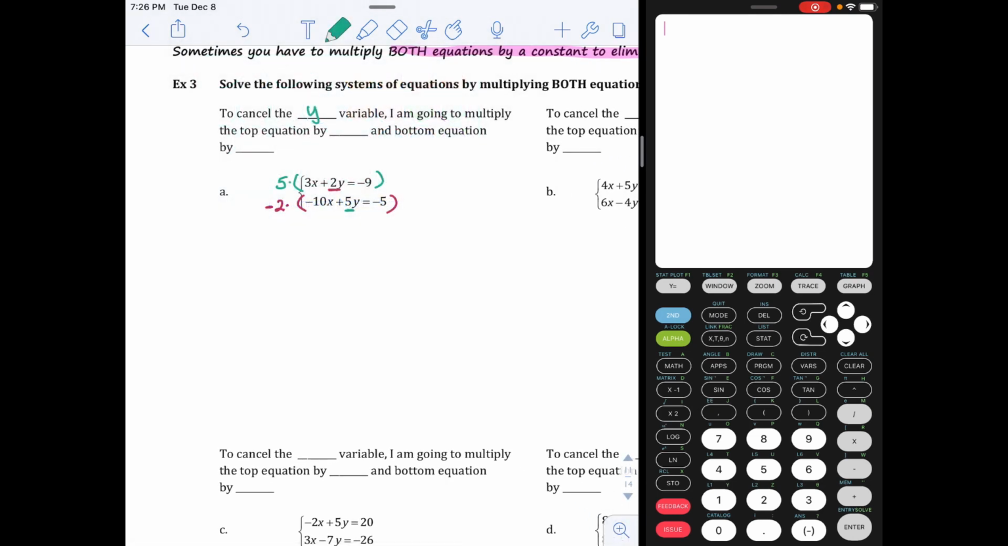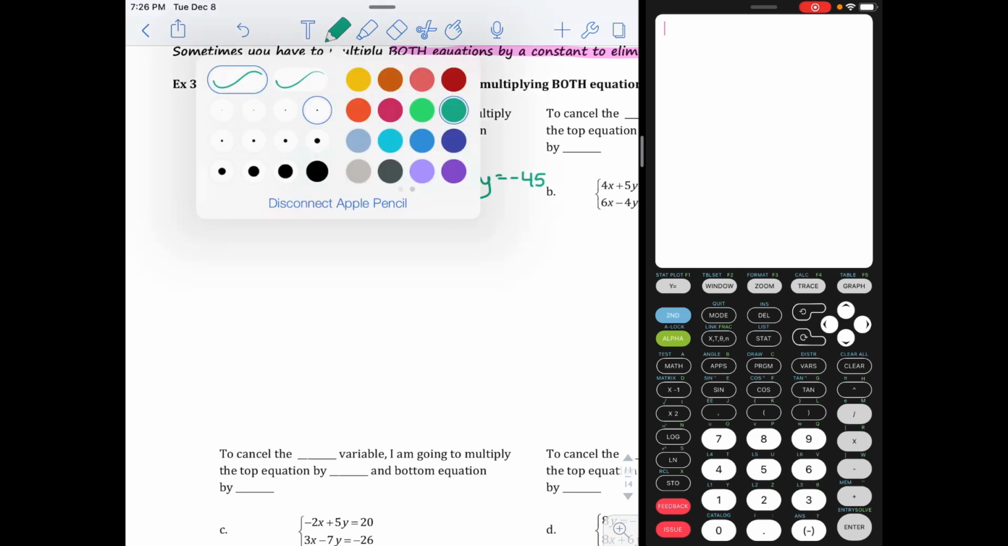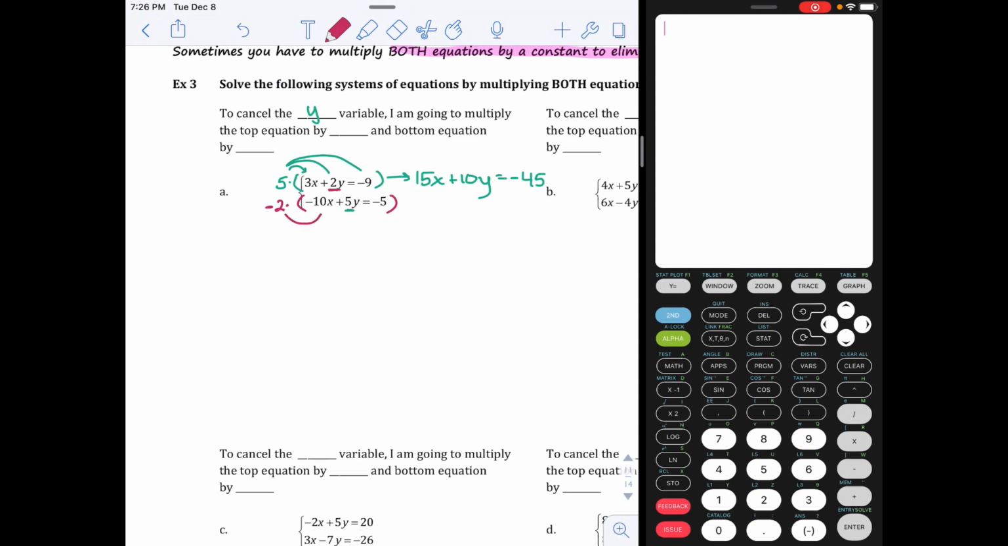So let's start with the top one. We're going to get now a 15x plus 10y. And then 5 times negative 9 is negative 45. Now let's work with the bottom one. Negative 2 times the negative 10, so that is positive 20. Negative 2 times positive 5, that's a negative 10y. And then negative 2 times negative 5, that is a positive 10.